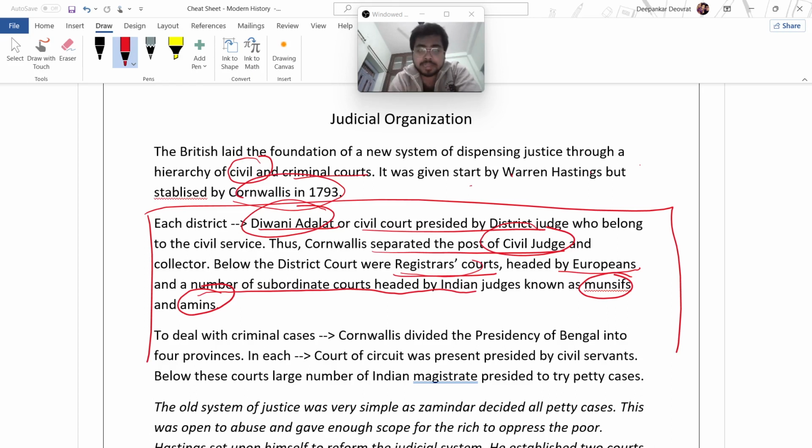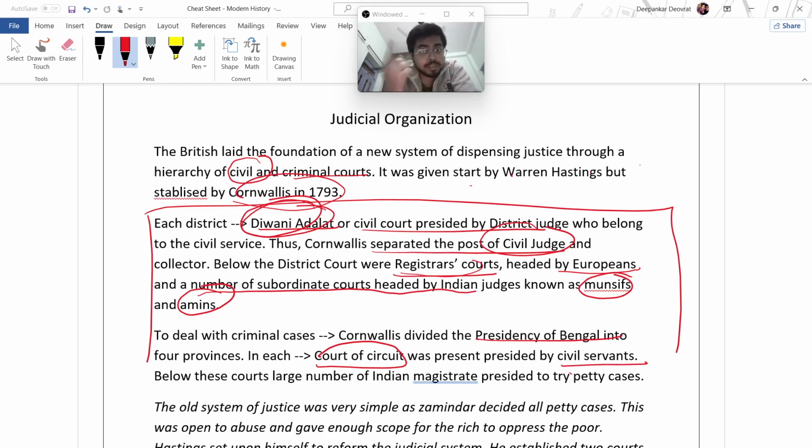That was the civil case code. Now, to deal with the criminal cases, Cornwallis divided the presidency of Bengal into four provinces, to deal with criminal cases at a higher level. In each province a court of circuit was present, presided over by civil servants.